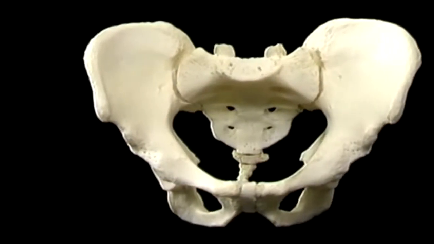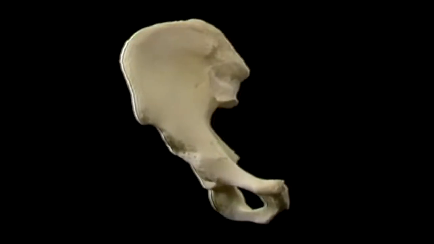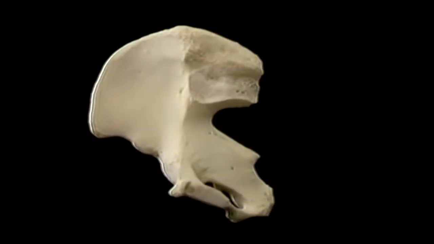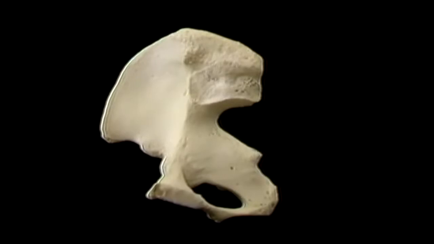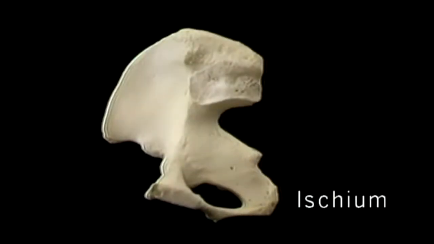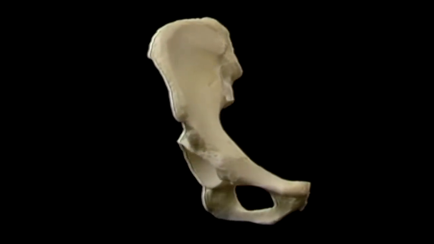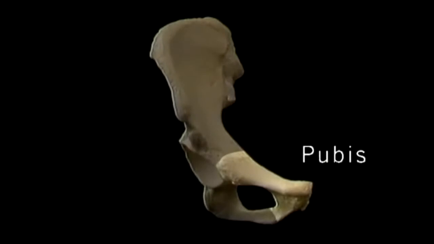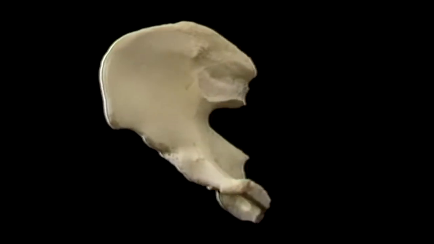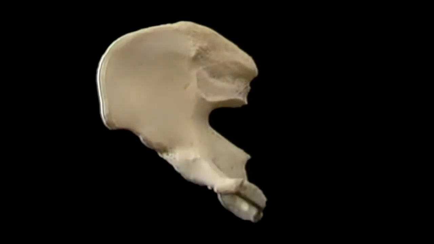Now we need to take a look at some important features of the hip bone. The hip bone is also known as the innominate bone. It develops by the fusion of three originally separate bones: the massive ischium below and behind, the more lightly constructed pubis below and in front, and the broad ilium above. We'll look at the ilium first.